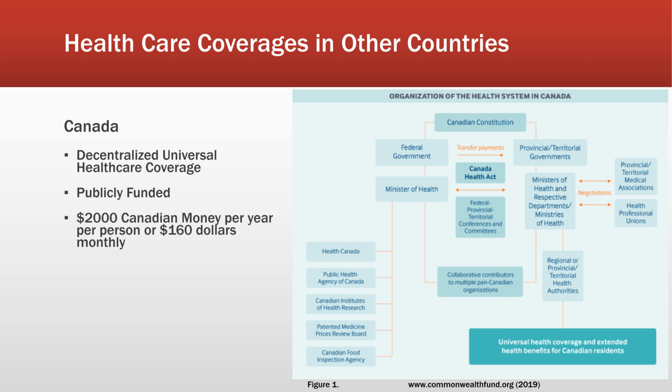The first country I'll be discussing is Canada when it comes to healthcare coverages. Canada has a decentralized universal healthcare coverage system that is publicly funded, and this ranges to $2,000 of Canadian money per year per person, or about $160 a month per person.